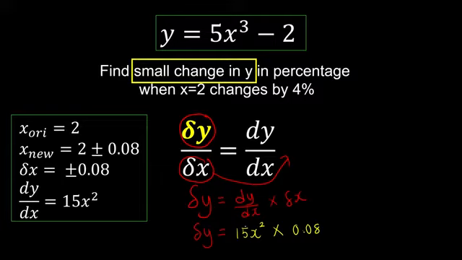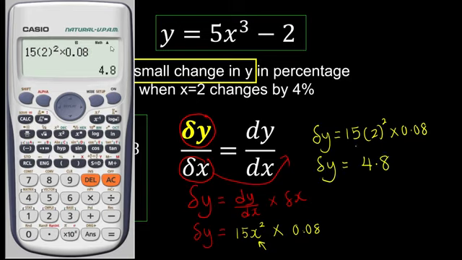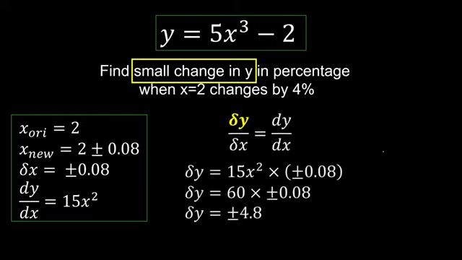After that, we still have x as our unknown, right? Remember, the x will be our original x. So delta y is going to be 15 times my original x, 2 squared, times 0.08. If you put it into the calculator, you will find that the answer is 4.8. What they mean is, when x changes by 0.08, y is going to experience a change of 4.8. It can be an increment or a decrease.